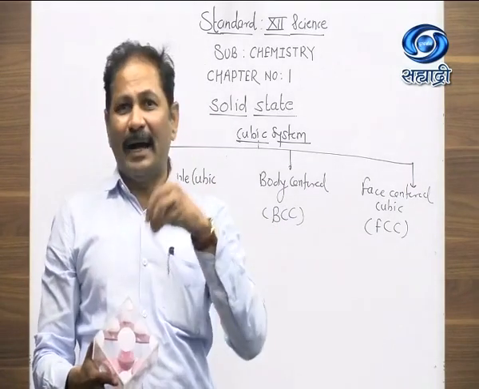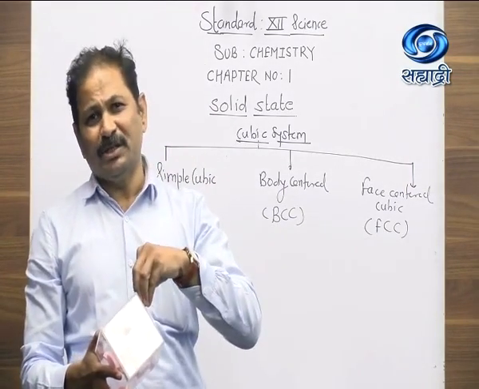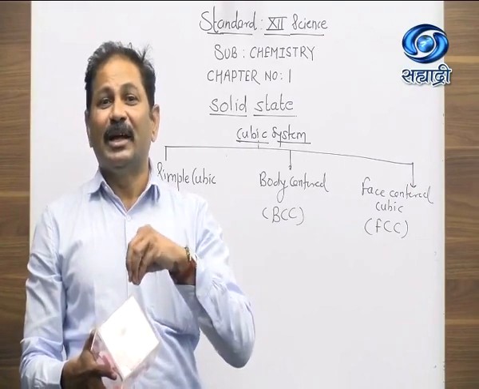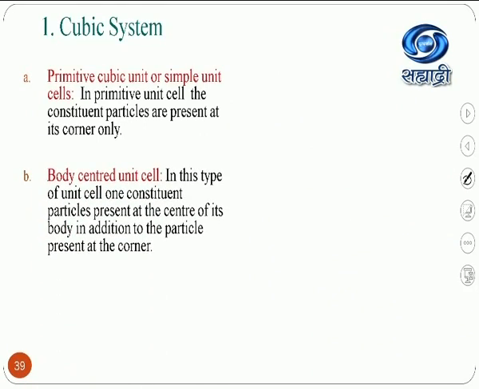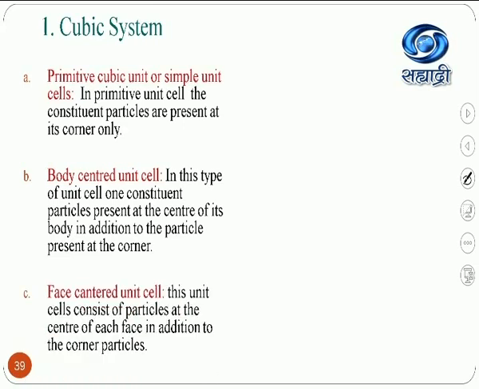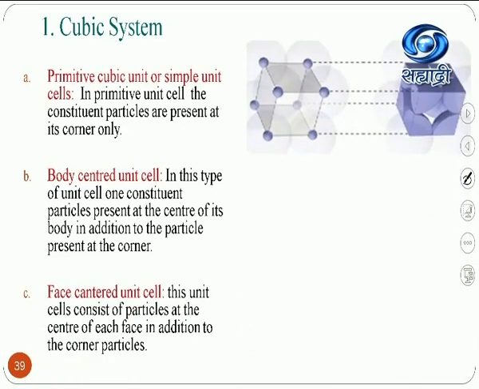Now, how many atoms are present in each cubic system, that we will discuss with the help of a PowerPoint presentation. As we discussed, there is the simple cubic or primitive cubic system, the body-centered unit cell, that is BCC, and the face-centered unit cell. These are the pictures as I showed in the model. Those small unit cells were present there. 1, 2, 3, 4, 5, 6, 7, 8 constituent particles are present at the corners of this cube.